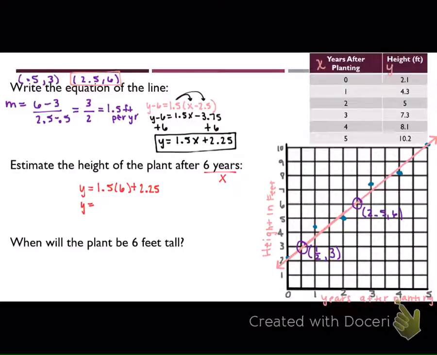Most of your calculators will allow you to plug that all in at once. What's 1.5 times 6? What is it? 9. So we're estimating the plant will be whatever this plant is. Maybe it's a tree. Doesn't really say it's a plant. It's years after planting. Maybe we planted a tree and now it's 11.25 feet, right? After this amount of time. Questions on how I determined if it was X or Y to plug into?